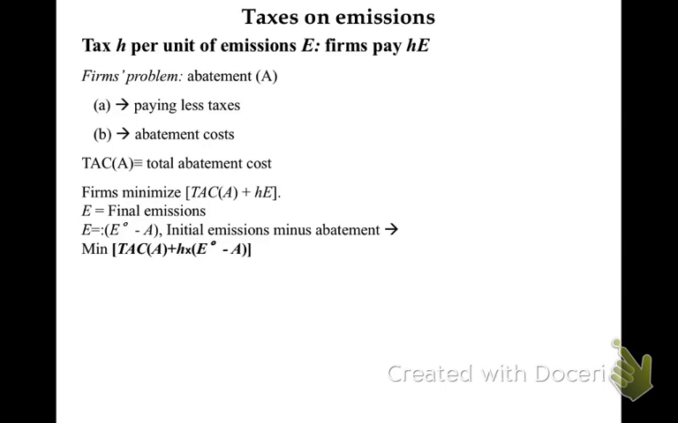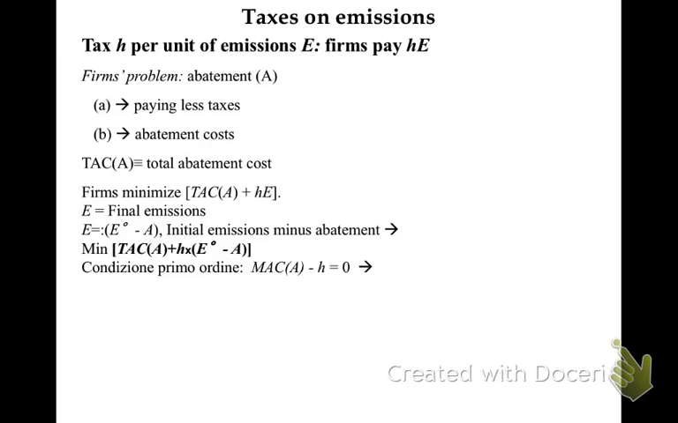So you can write minimizing total abatement cost, which is a function of A, plus H times E0, the initial level, minus A, which is the abatement. We simply expressed the objective function of the firms in terms of abatement. You could have done also the opposite, to express everything in terms of emissions. Is it clear? You could define emissions and abatement.